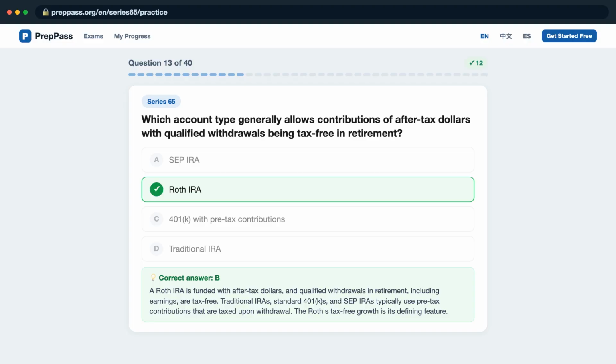A Roth IRA is funded with after-tax dollars, and qualified withdrawals in retirement, including earnings, are tax-free. Traditional IRAs, standard 401k, and SEP IRAs typically use pre-tax contributions that are taxed upon withdrawal. The Roth's tax-free growth is its defining feature.